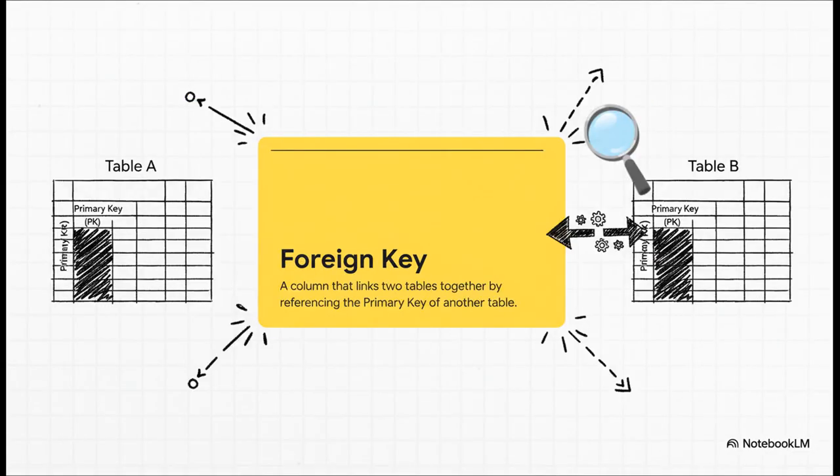And now, for the big one, the key that makes a relational database, well, relational, the foreign key. A foreign key is a column in one table that points to the primary key of a completely different table. This is how we build bridges between our data. It's the absolute backbone of the whole system.